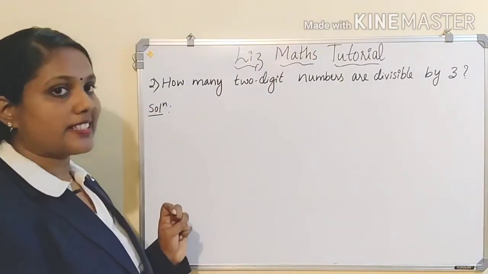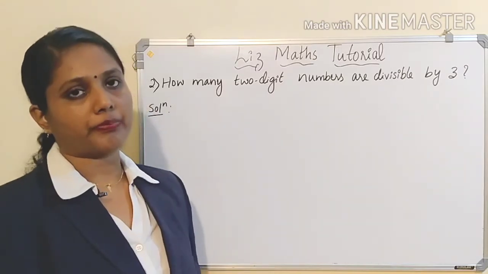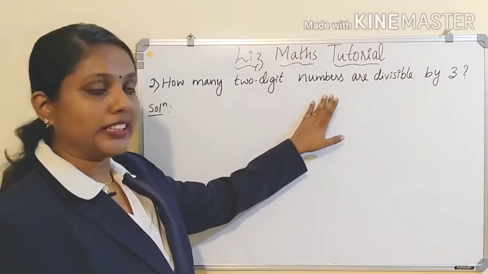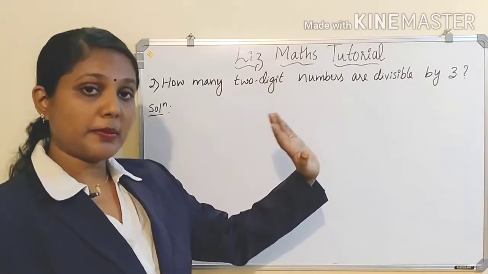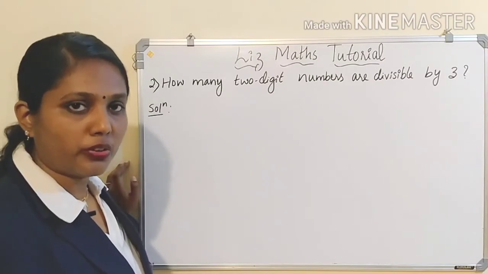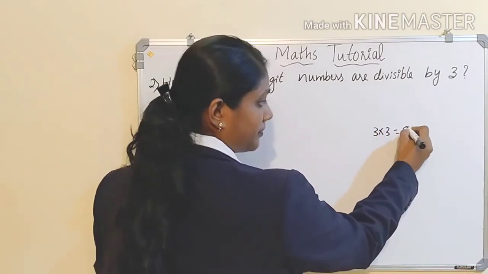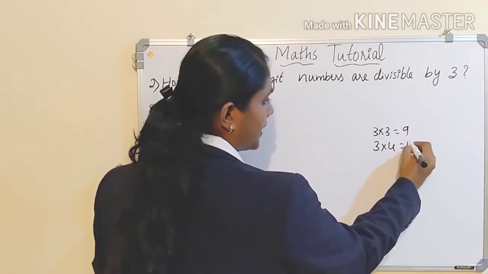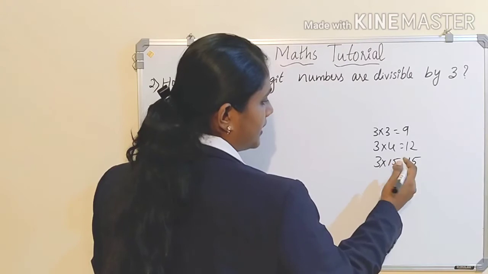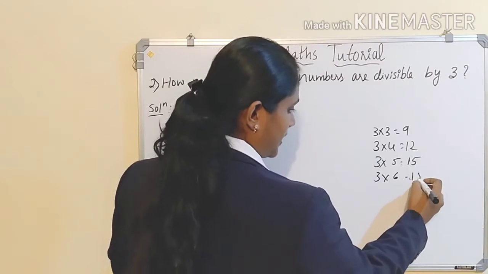Now the second question says, how many 2-digit numbers are divisible by 3? See, they have given only a hint, that you have to take the 2-digit numbers divisible by 3. How can you write them? When you go for the table of 3, 3 3s are 9, but 3 4s are 12, 3 5s are 15, then 3 6s are 18, and so on you are getting.